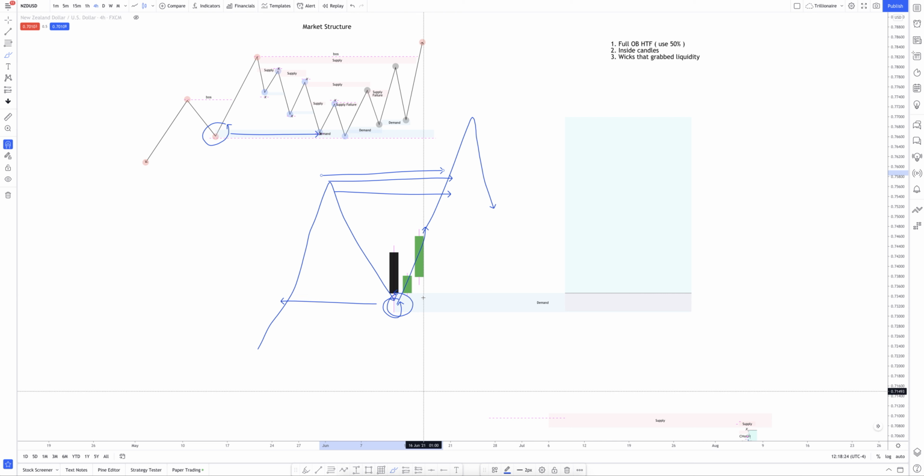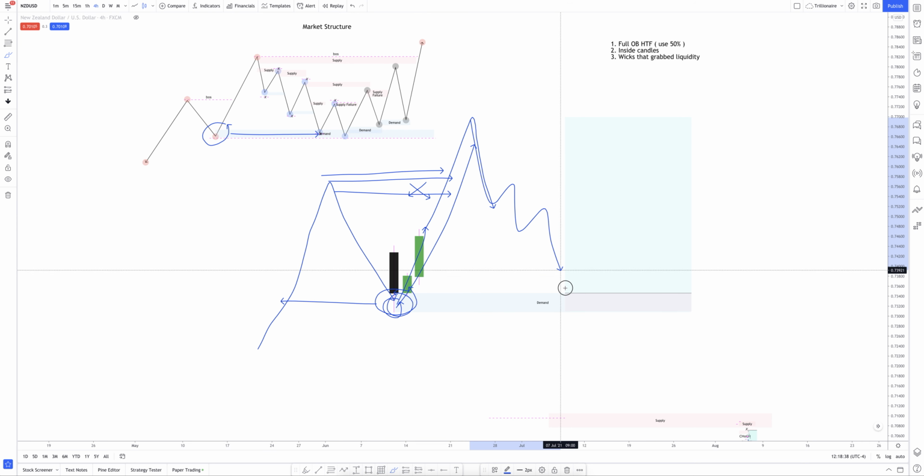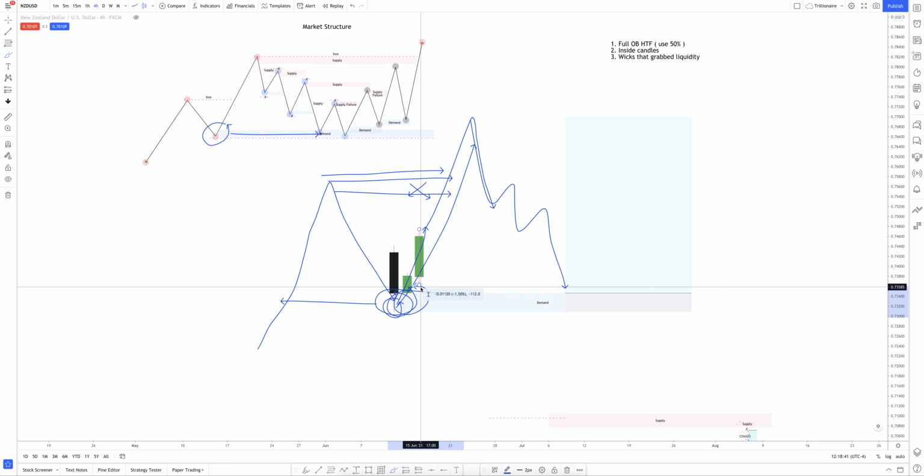So that means that there is some type of demand within this area that, let's say, grabbed liquidity right here. There's some type of demand that was responsible for this failure of supply. So you'd be looking for price to travel back down and mitigate the demand that was responsible for that, for price to continue to push to the upside, right?